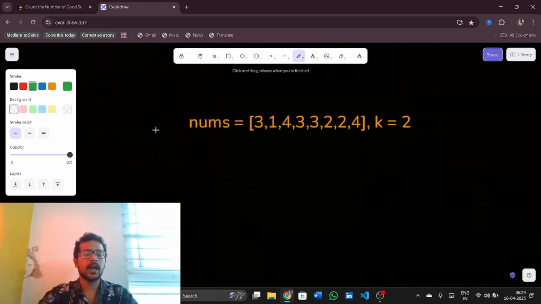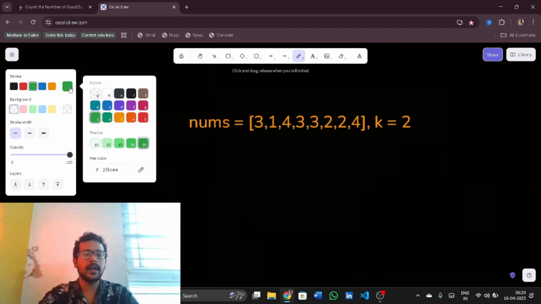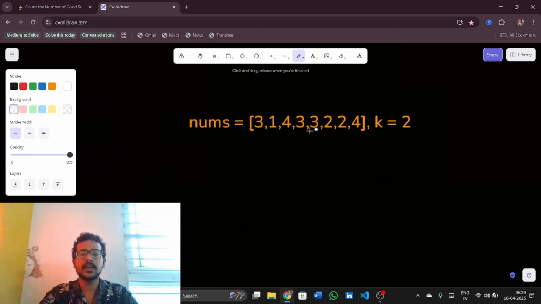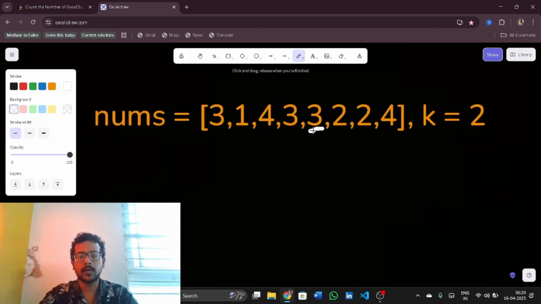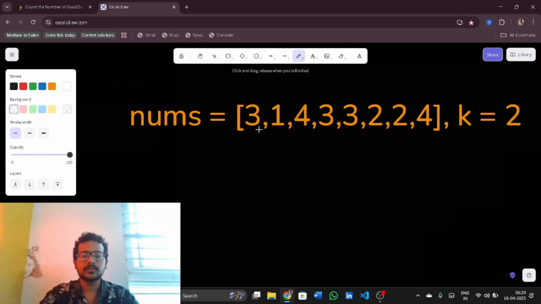Here I am taking this array. I have just changed it by adding a 3 here. So till now I have zero pairs.